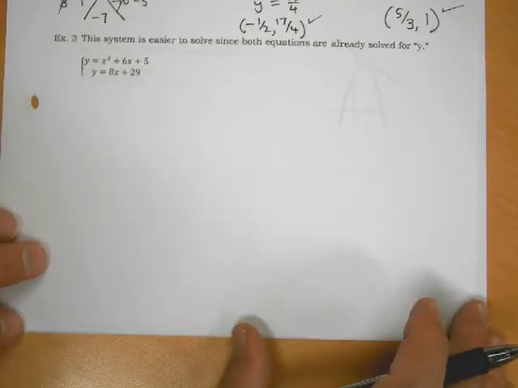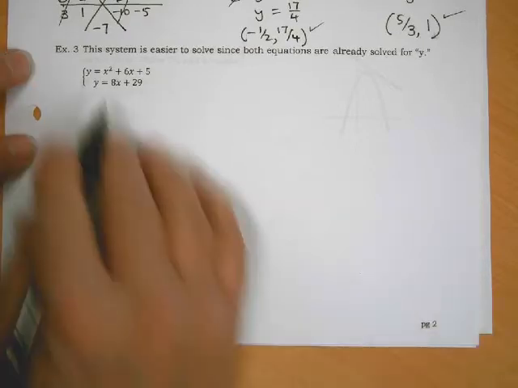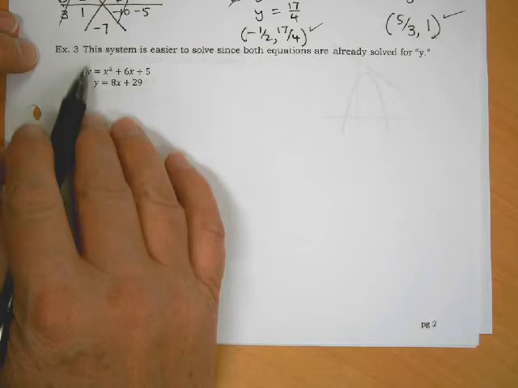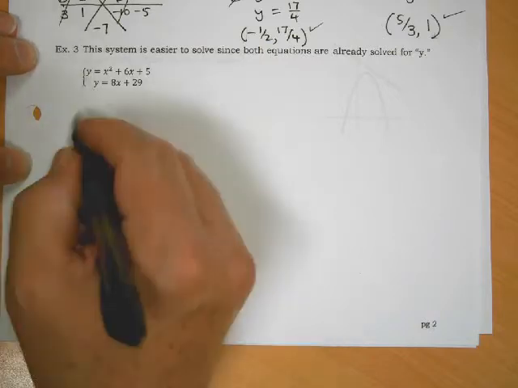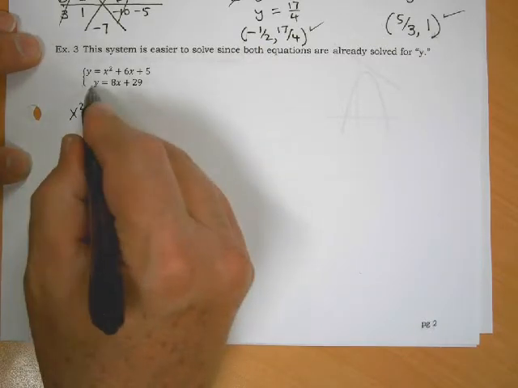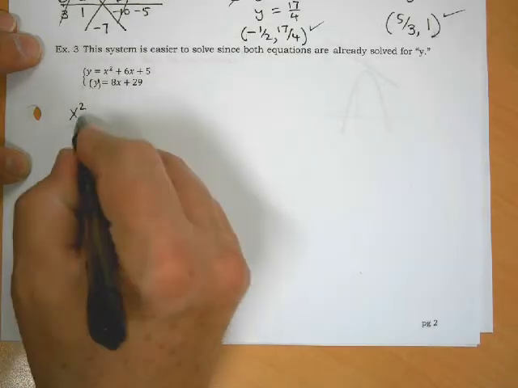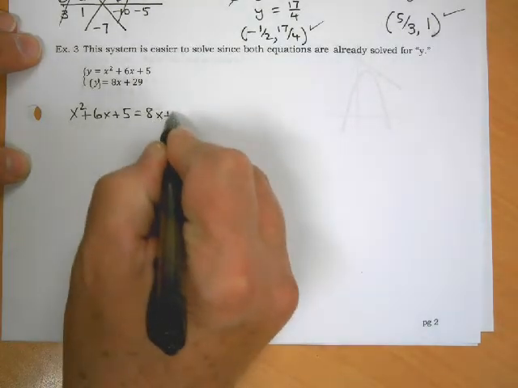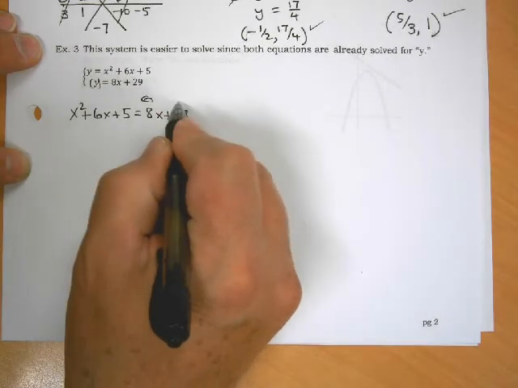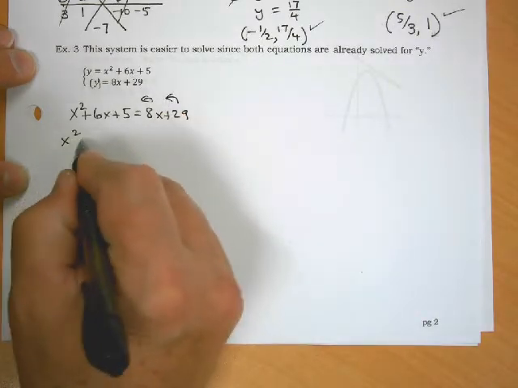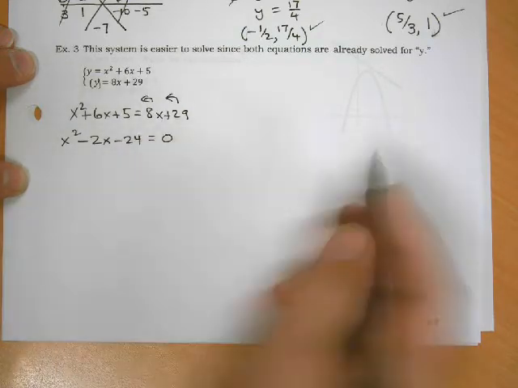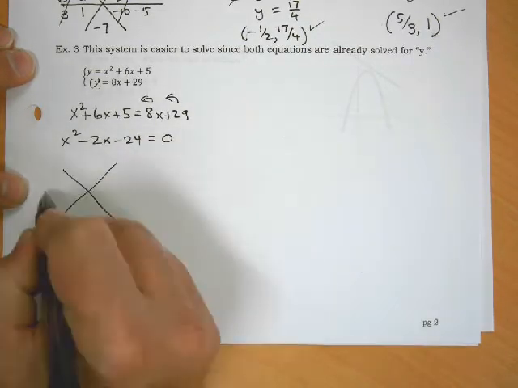Okay, this system number 3 here is easier to solve. It's got the y's already by itself, so the substitution happens right away. You can just take this expression that equals y and replace that y with it. So that would take you down to this line here. We're going to replace this y with the expression above it. Taking these over and consolidating, you get x squared minus 2x minus 24. This one factors. I'll show you the setup here.